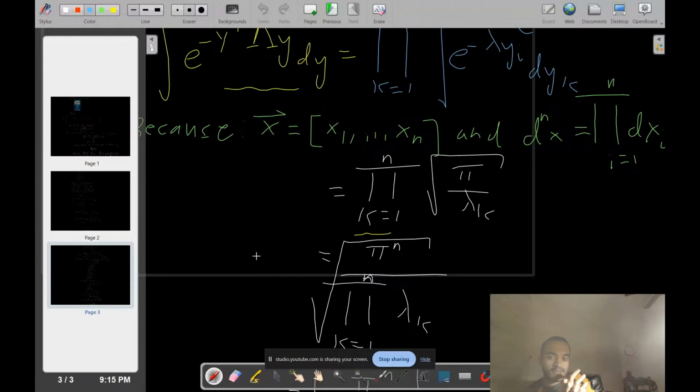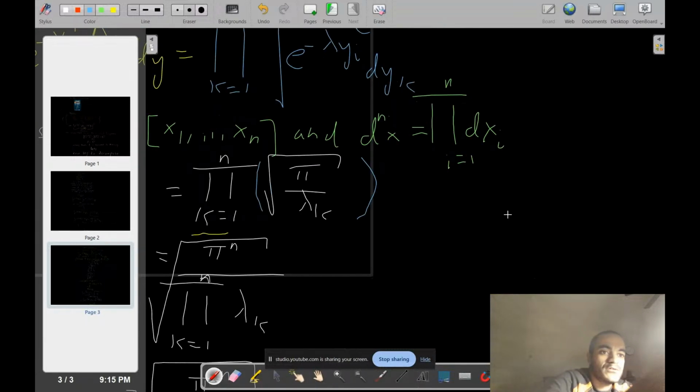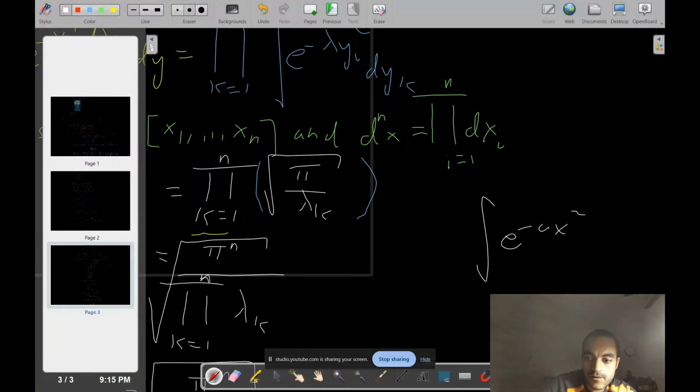Now, in the next step, this is equivalent to the product from k equals 1 to n of the square root of pi over lambda k. This square root of pi over lambda k is just what the Gaussian integral is. I'll write to the side: the integral of e to the negative ax squared dx is always equivalent to the root of pi over a. In this case, a is the little lambda k.